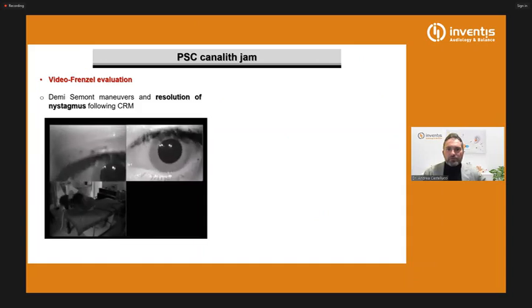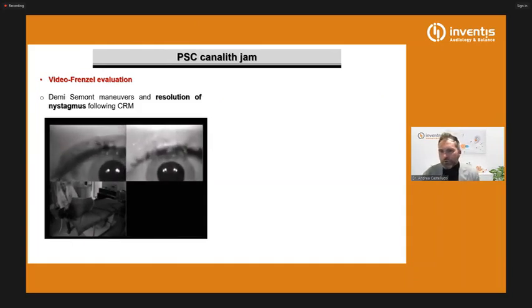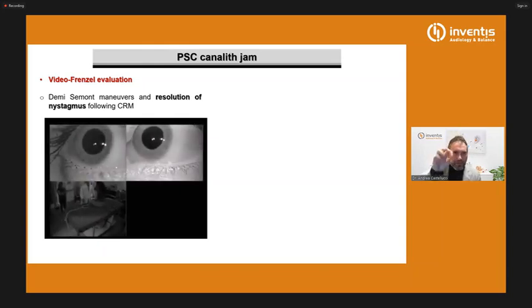And after Demi-Semont maneuver, we can see here, Pasquale is performing Demi-Semont maneuver, that is the maneuver for the apogeotropic form of the posterior canal, for the variant of the posterior canal where otoconia are entrapped in the ampullary arm.